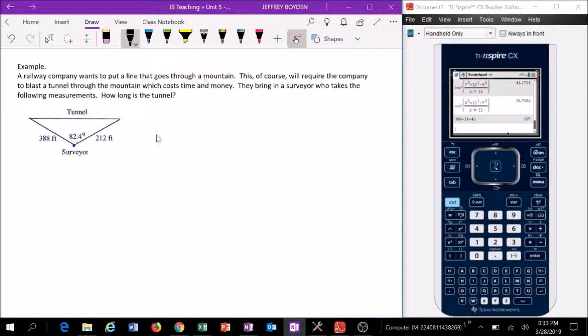Why do they do this? Because trains aren't very good at going up steep hills, and going all the way around a mountain range is not typically feasible. So what they end up doing is they just blast right through it. What they would want to know is how long that tunnel has to be, because that's going to tell us how long it takes to build it and how much it's going to cost. So they'll bring in a surveyor who will take measurements.